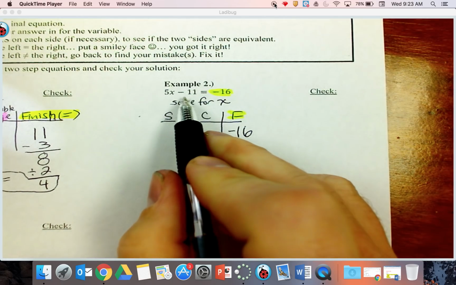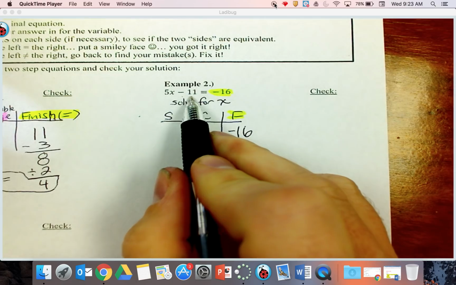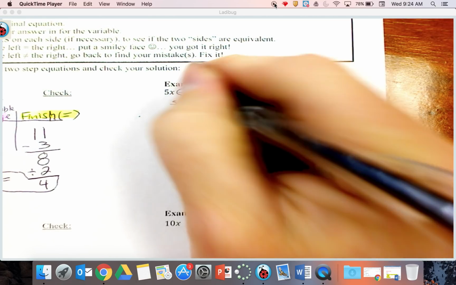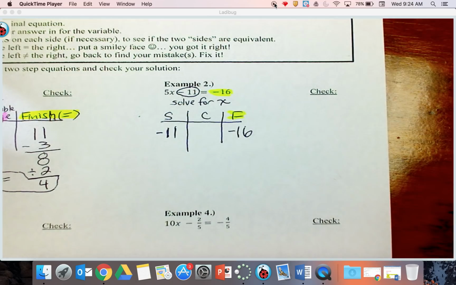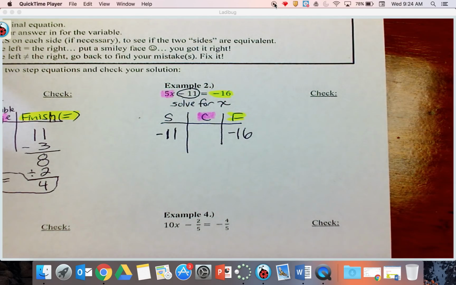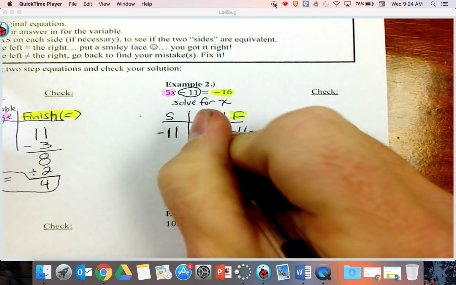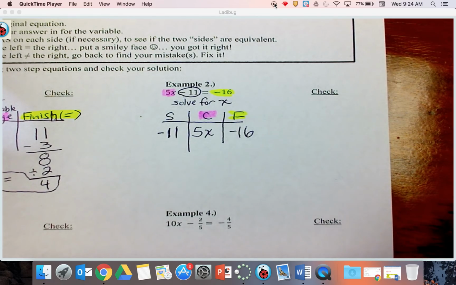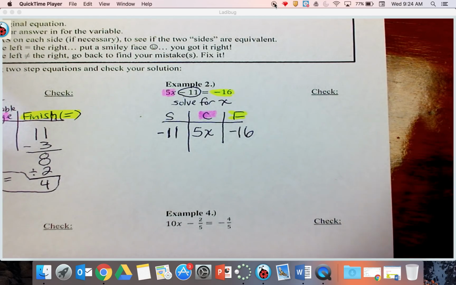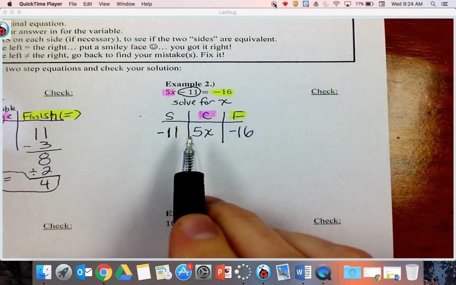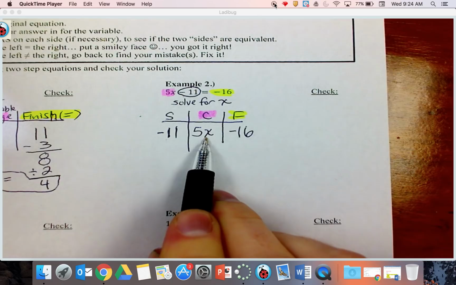I'm starting with an 11. But what type of 11 is it? It's a negative 11. So the negative 11 goes in here. And then my change is the 5x. It goes all in here. 5x, that is my change. That's what's changing the x values by 5. And so I've got to do my steps: start to finish, and then move the change to the finish. And all I want to be left with is just one little x.